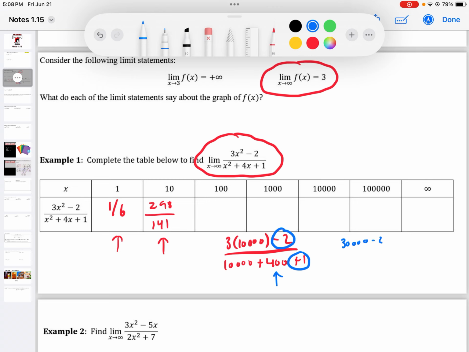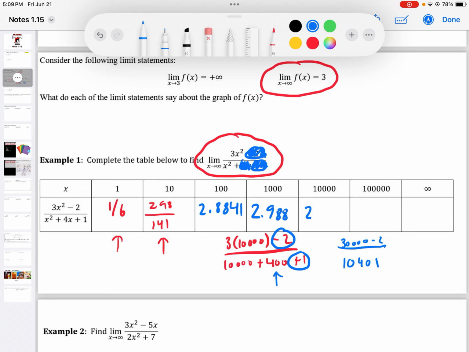So if I was to add this up, what would I even get? 30,000 minus 2 over 10,401. So this would be about, I did this earlier in my calculator, 2.8841. What number do you think it's approaching? Now we said subtracting 2 doesn't matter as much, adding 1 doesn't matter as much as I'm plugging in huge numbers. As I'm plugging in huger and huger numbers, really the square part is the important part. Multiplying by 4 and then adding it won't have as much effect.